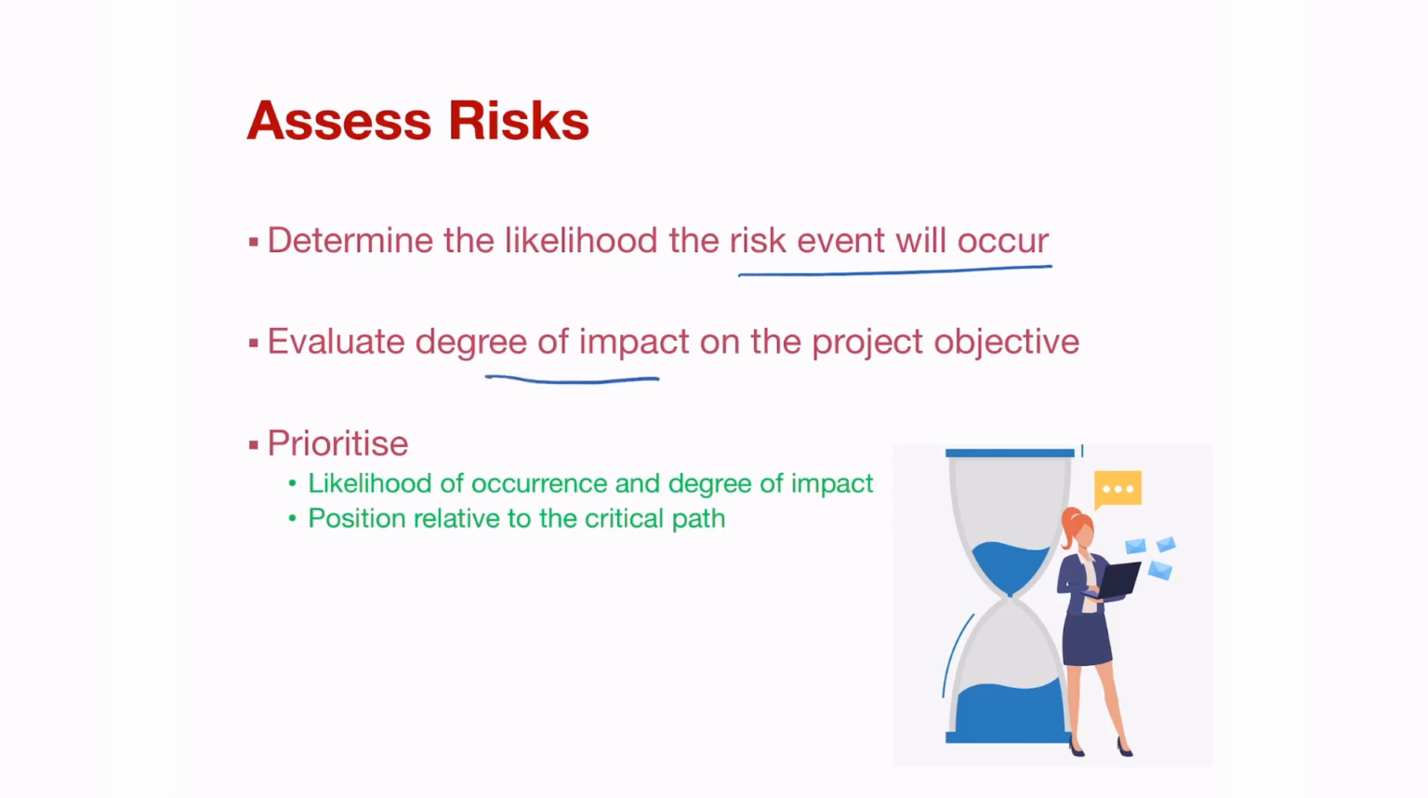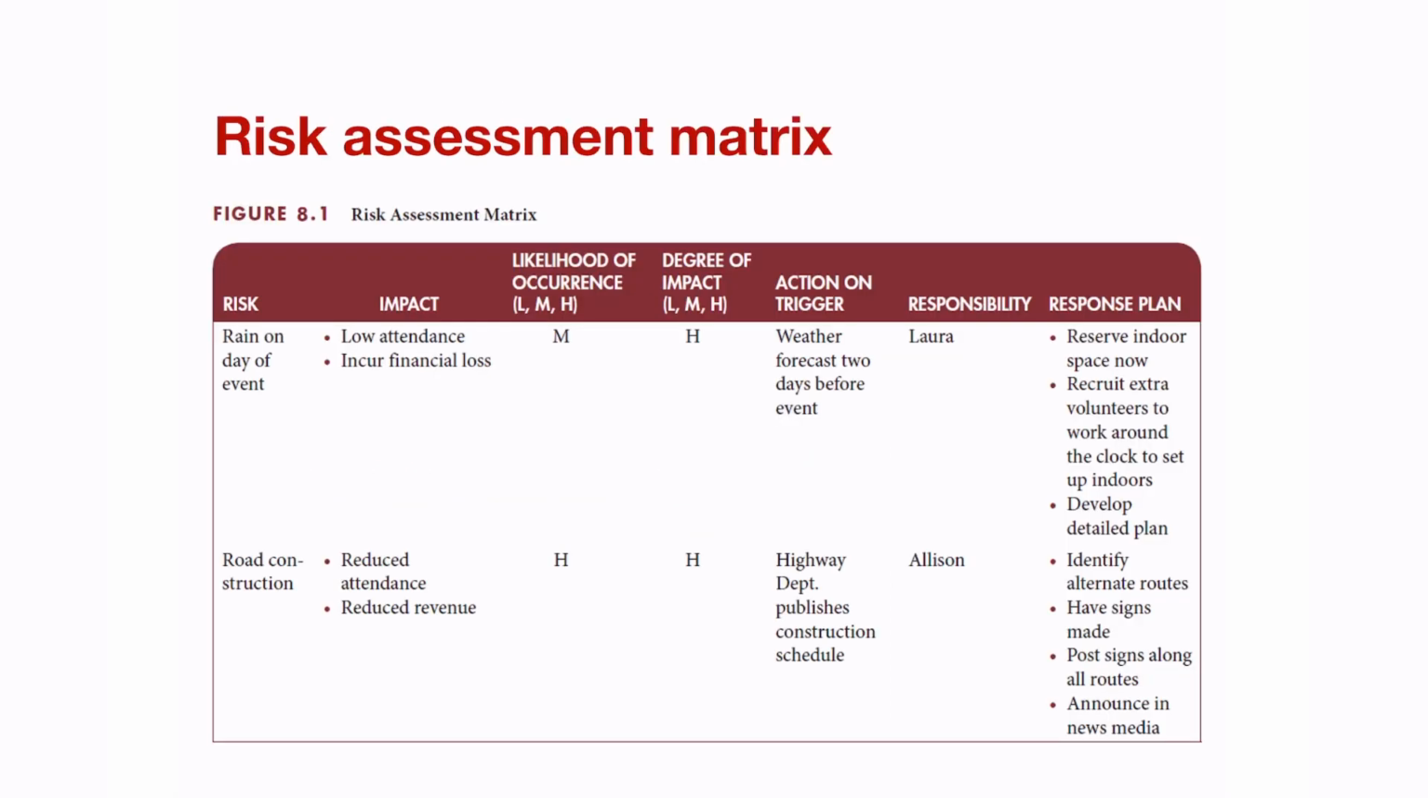Evaluate the degree of impact, and this is important. You should be able to evaluate how much that risk event will impact your organization and the particular project objective, and then prioritize it. The likelihood of the occurrence versus the degree of impact, and position relative to the critical path. This is an example of a risk assessment matrix.